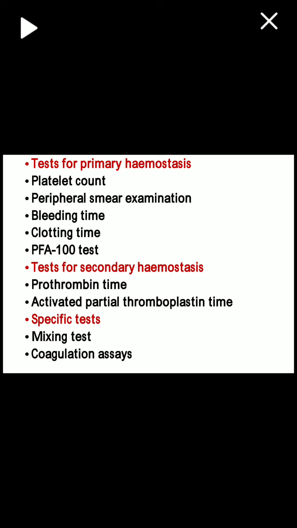Then the next tests are for secondary hemostasis. In secondary hemostasis, that is the clotting pathway, we are assessing the function of the clotting factors. In this we have two tests called prothrombin time and activated partial thromboplastin time. Then lastly we have some specific tests for assessing hemostasis, like the mixing test and coagulation factor assays.